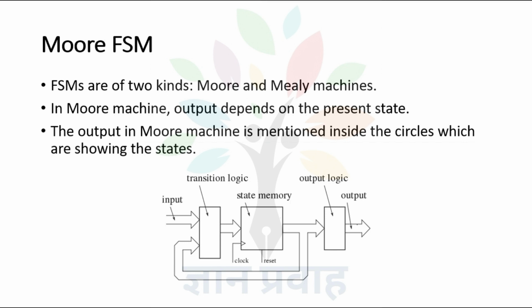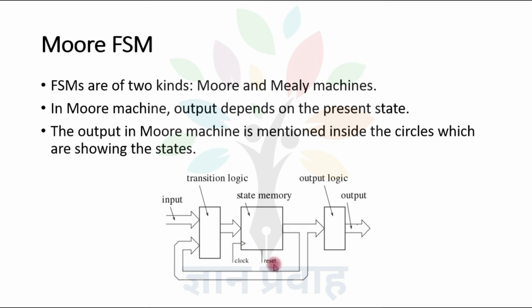The difference between a Moore and Mealy machine is how and when the outputs are changed. In Moore FSM, output depends on the present state and output is mentioned inside the circles. The block diagram for Moore FSM is given here. Input is given to the transition logic and it does not affect the output logic directly. Transition logic and output logic are combinational logic circuits, and state memory is the flip-flop having the clock and reset signal.